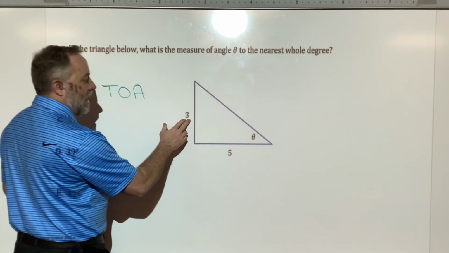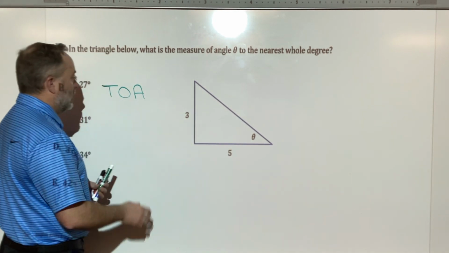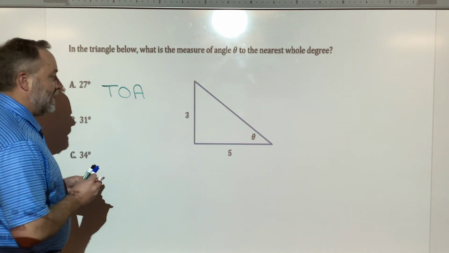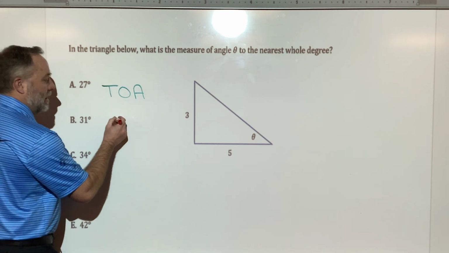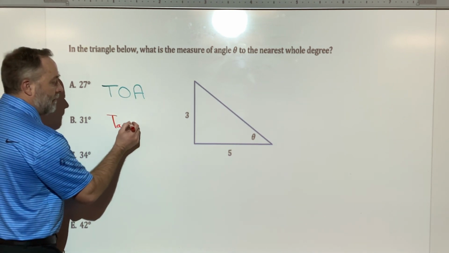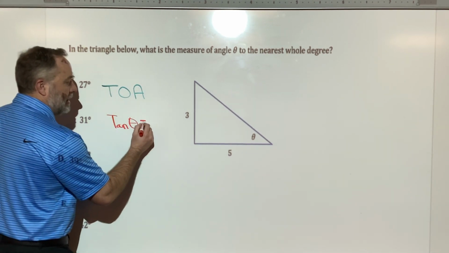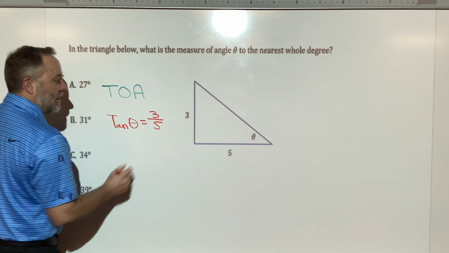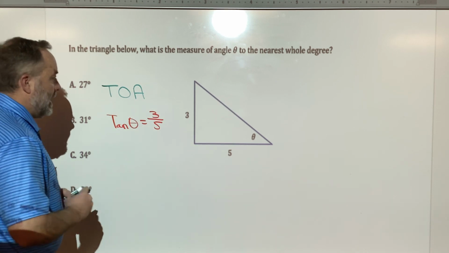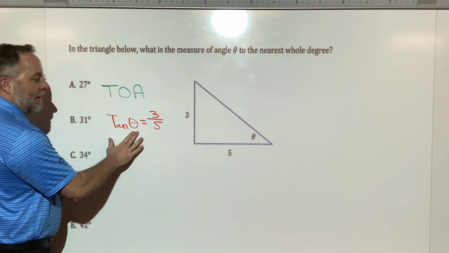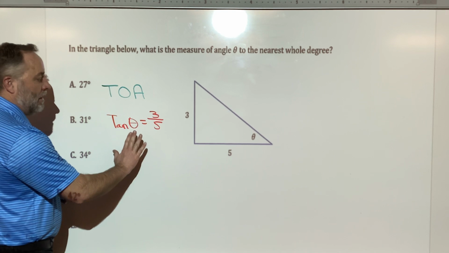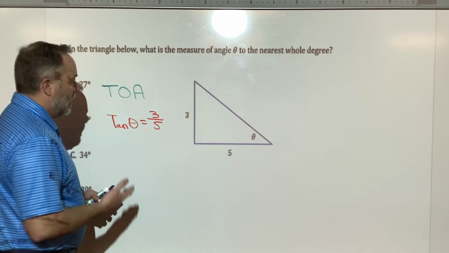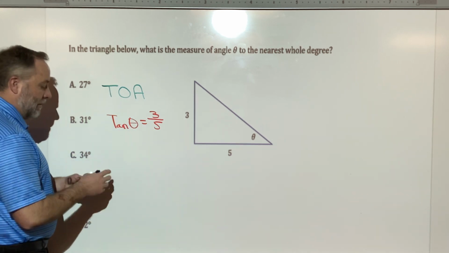So since we have the opposite and the adjacent, we're going to use the trigonometric function tangent to help us get theta. So what that might look like in this case is this. The tangent of theta, which we don't know, is equal to its opposite side, which is 3, divided by the adjacent, which is 5. And again, we're trying to get theta by itself here. So what's being done to theta is it's the tangent of theta, so we need to undo the function tangent to get theta by itself.